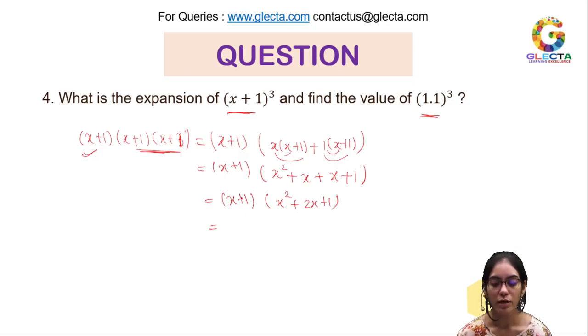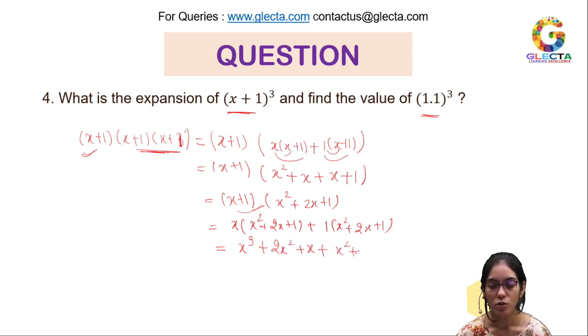So again multiplying x with this bracket and then 1 with this bracket. So it will be x into x square plus 2x plus 1 plus 1 into x square plus 2x plus 1. So x into x square is x cube, x into 2x is 2x square, plus x. Then again x square plus 2x plus 1. Now simplify it. This is x cube plus how many x square? 2 plus 1 is 3x square. x and 2x is again 3x, plus 1.